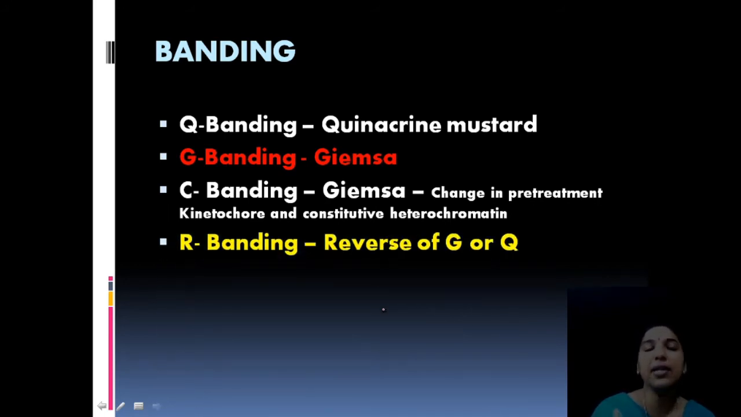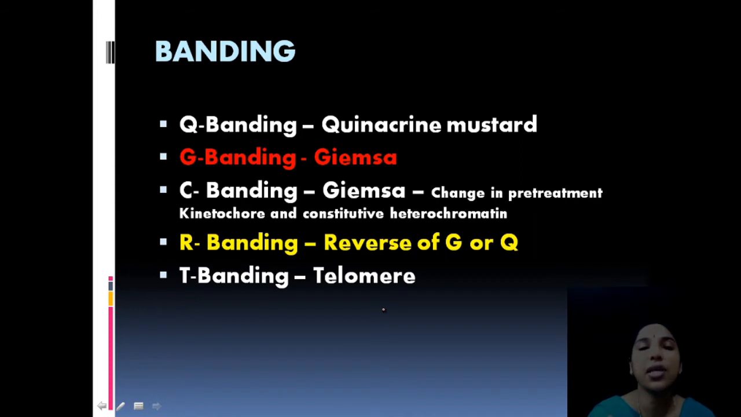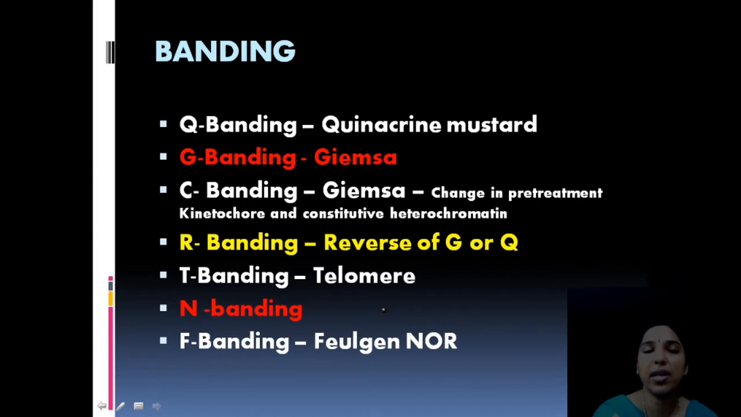And R banding is the reverse of G banding or Q banding. In G banding, darker regions are observed in the adenine-thymine rich places, but in R banding darker regions appear in the guanine-cytosine rich places. So, just reverse what is seen in G banding and you get R banding. There are some differences in the treatment between G banding and R banding. Then T banding is telomere region banding, and N banding is for the nucleolar organizer region. One more is F banding, using Feulgen stain.